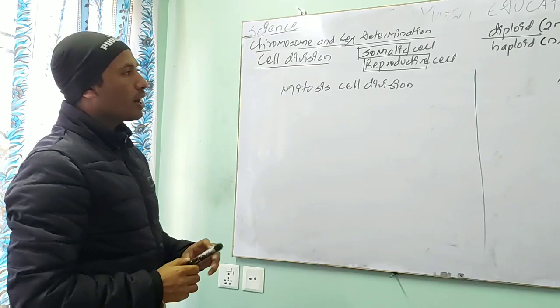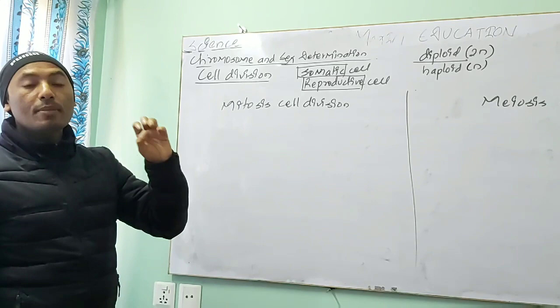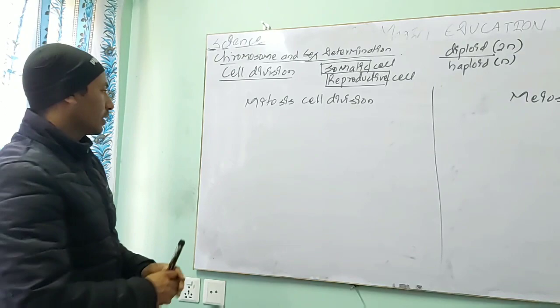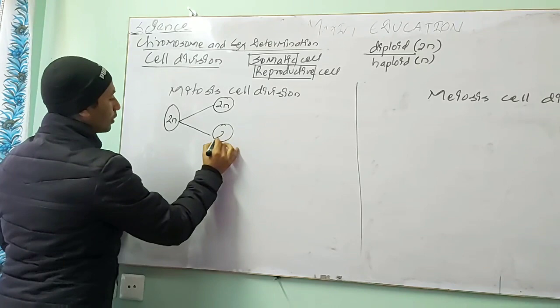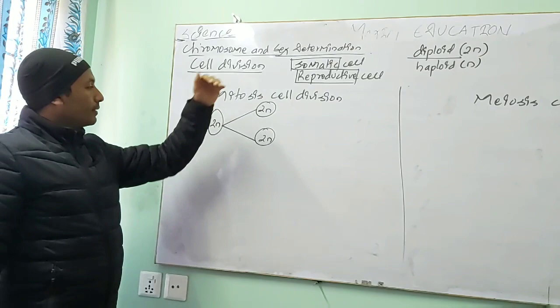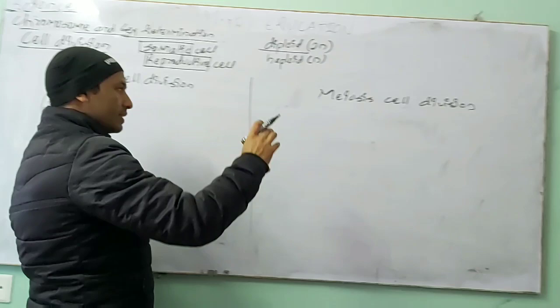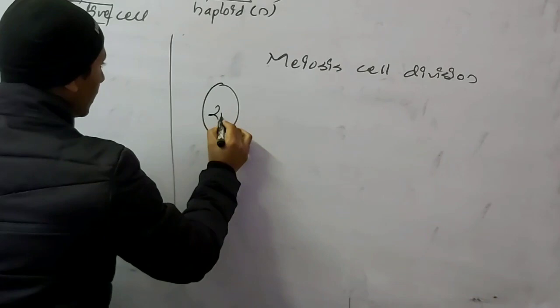Now look here, mitosis cell division. Mitosis cell division is that type of cell division in which a mature diploid mother cell divides into two diploid daughter cells. This is a mature diploid mother cell, and this mother cell divides into two diploid daughter cells. The number of chromosome in mother cell and daughter cell remains same. There is no reduction in number of chromosome in mitosis cell division. But meiosis cell division is that type of cell division in which a matured diploid mother cell divides into four haploid daughter cells in two phases.